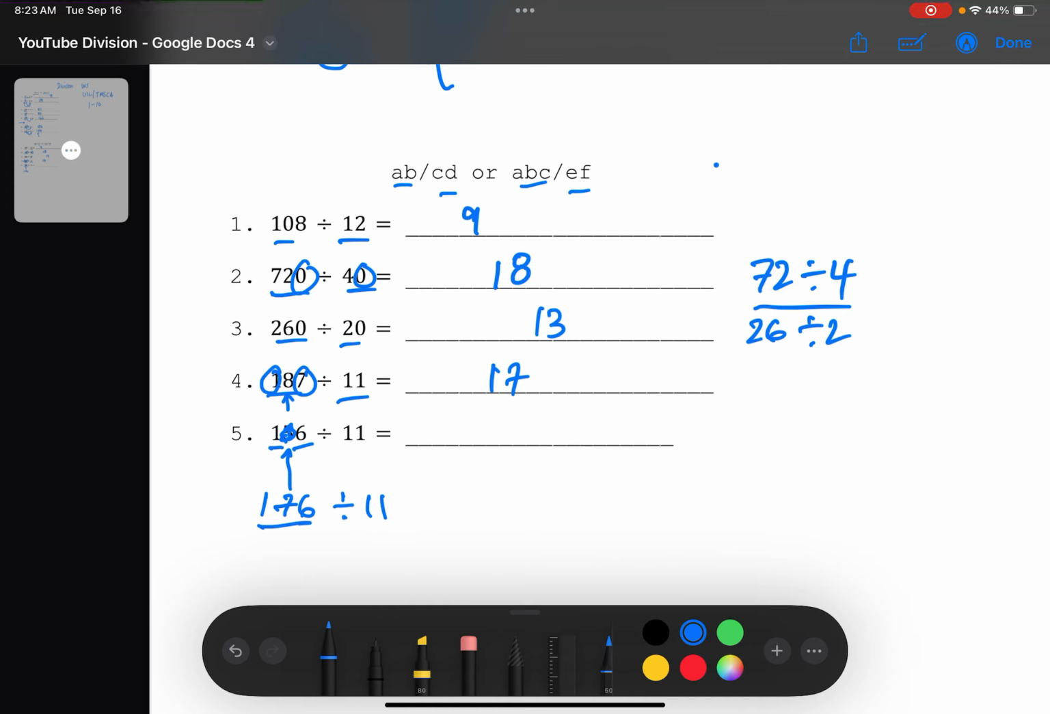176 divided by 11. So let's work that one out. So 176 divided by 11, well, since the 6 and the 1 add up to the middle digit, then your answer is going to be 16. And that's how you work those out.